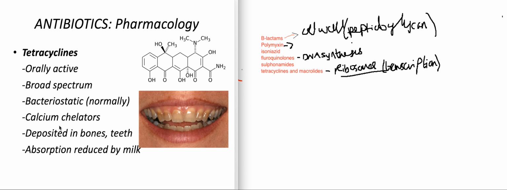One way to identify if patients are taking tetracyclines is that it is deposited in the bones and teeth, so you get a bluish-greenish color underneath your teeth, and the absorption is reduced by milk. So patients who are prescribed tetracyclines are usually told to avoid consuming milk.